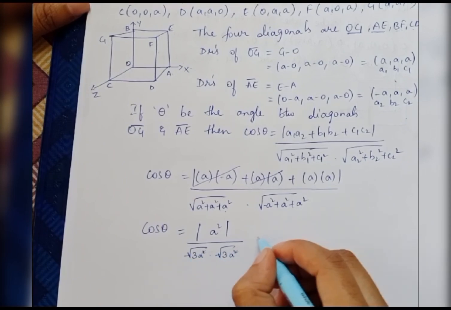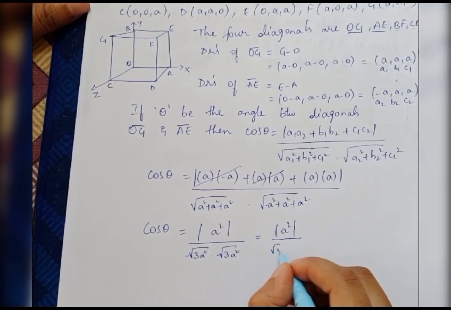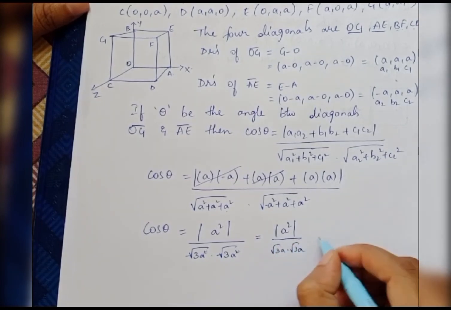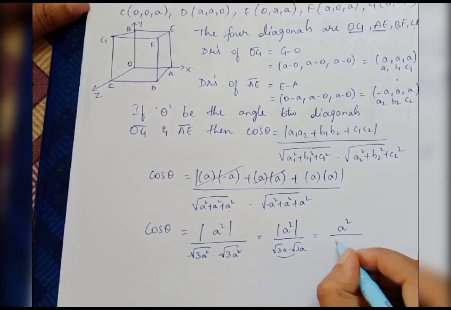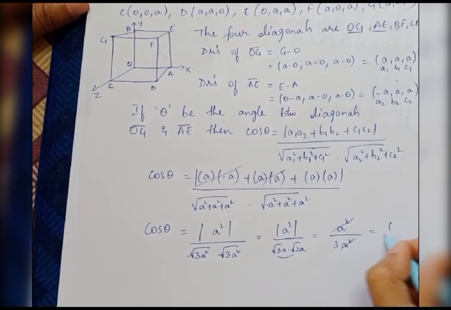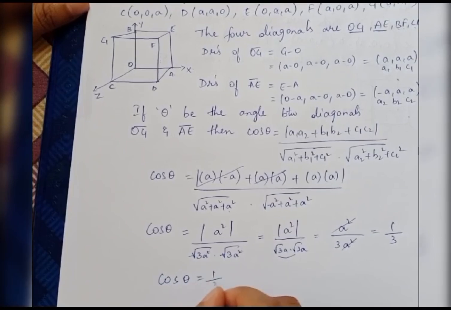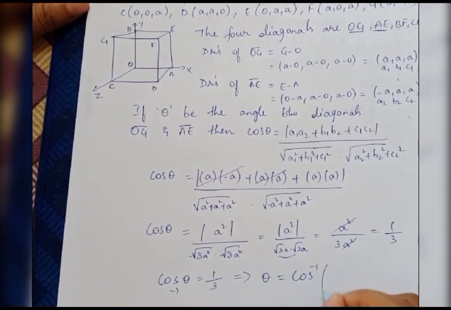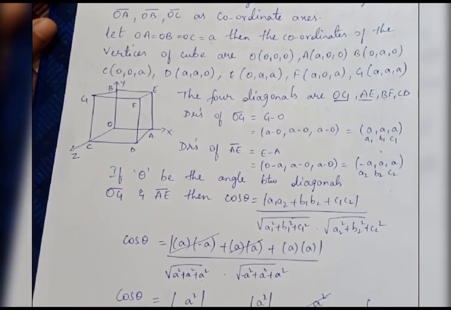The a and root will get cancelled, but for root 3 it will be there. So it is mod a square by root 3a into root 3a, that is a square by 3a square. Root 3 into root 3 is 3, and a square gets cancelled. So we are left with 1 by 3. So cos theta is equal to 1 by 3, and theta is equal to cos inverse 1 by 3. This is the angle between two diagonals of the cube.